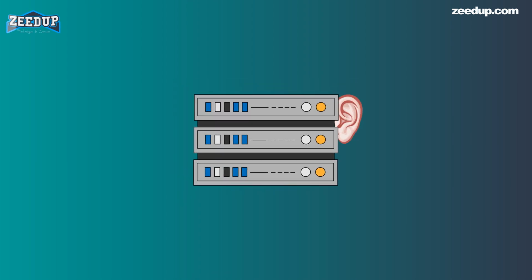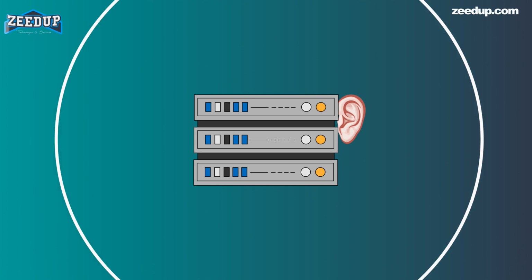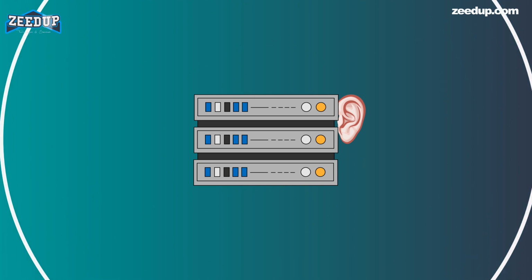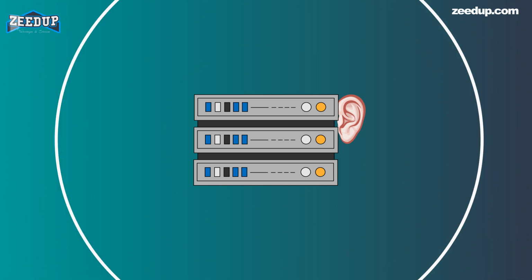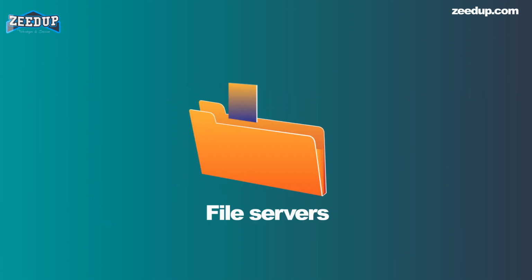How a server works. To function as a server, a device must be configured to listen to requests from clients on a network connection. This functionality can exist as part of the operating system, as an installed application, role, or a combination of the two.